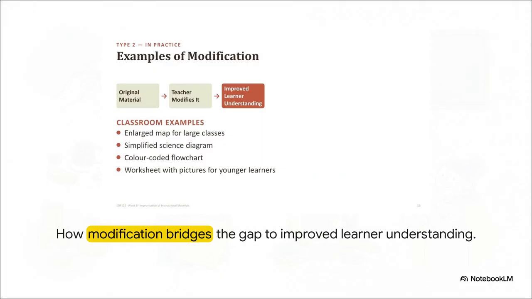Let's zoom in on how modification works in practice. Imagine a teacher takes an original material, say a really small printed map, and modifies it by blowing it up, enlarging it for a massive class. The direct result of this physical change? Drastically improved learner understanding. That modification effectively bridges the gap between what the material originally was and what the learners actually need in that moment.